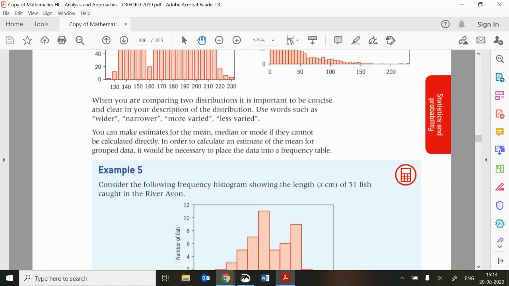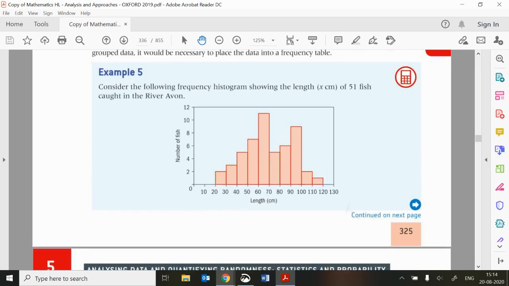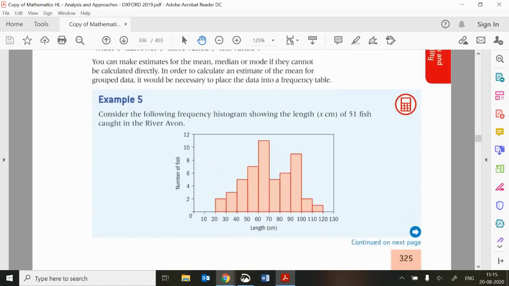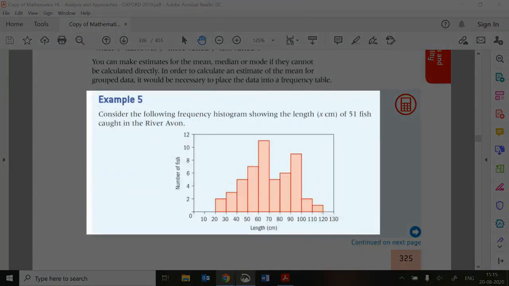It says, when you are comparing 2 distributions, it is important to be concise and clear in your description of the distribution. Use words such as wider, narrower, more varied, less varied. You can make estimates for the mean, median, or mode if they cannot be calculated directly. Okay, well, we can do that in this question perhaps. So this question split over 2 pages, but it's going to say, state the median class, state the range, comment on the distribution of the data, estimate the mean. Okay, right. So I'll go through those as I go through this thing here.